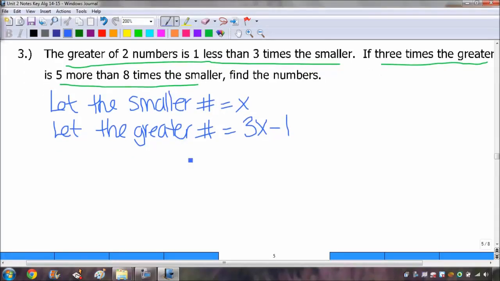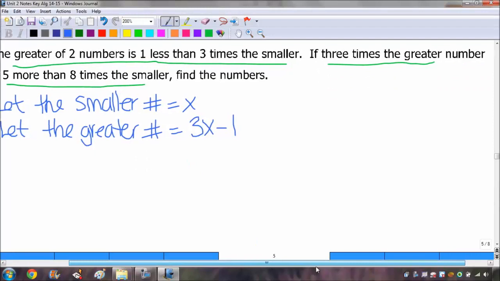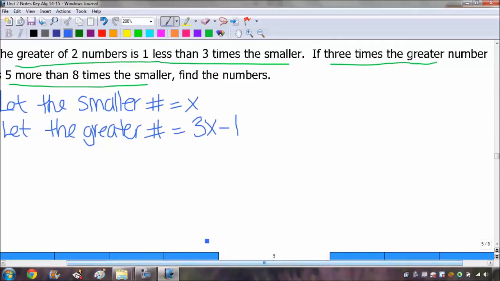Now I need to write my equation, and my equation is based on the rest of the information that I haven't used yet. So it says if 3 times the greater number, so I'm going to take my greater number, I'm going to color code this so you can see it a little bit better. So the smaller number, I'm going to color code it orange, and then the larger number, I'm going to color code it green so you can see what I'm talking about, okay? So 3 times the greater number, so I'm going to take the greater number, which is 3x minus 1, but it says that it needs to be multiplied by 3. So I'm going to put it in parentheses because the entire number is being multiplied by 3.